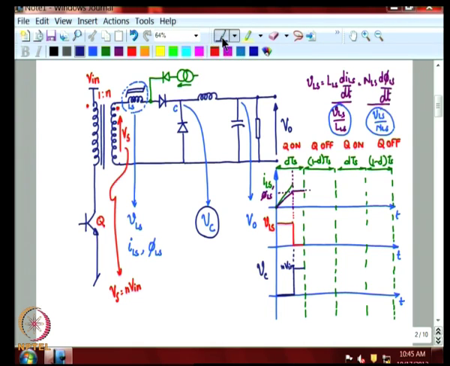Now, this transistor Q is turned off. The moment transistor Q is turned off, there is a reversal of polarity in the primary, and therefore, a reversal of polarity in the secondary. In the primary, there is a demagnetizing winding which tries to take care of the flux in the primary transformer.